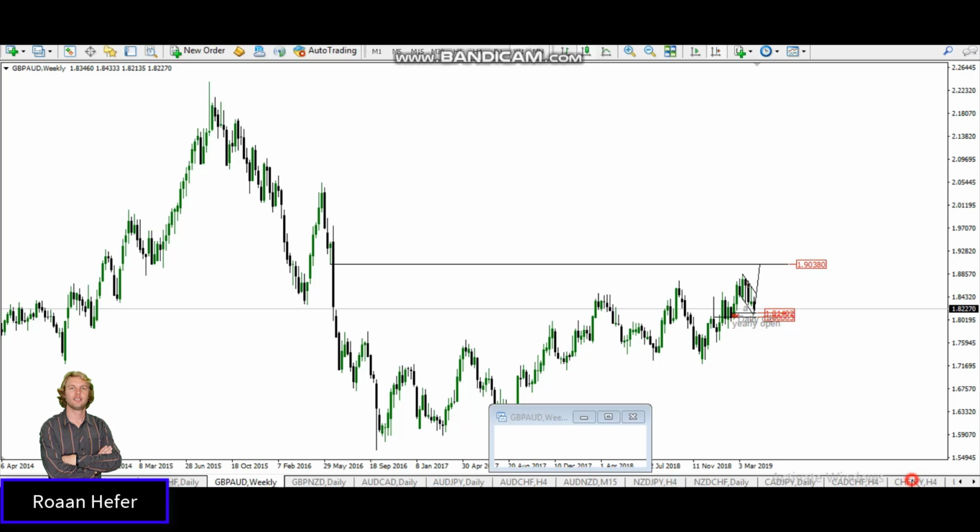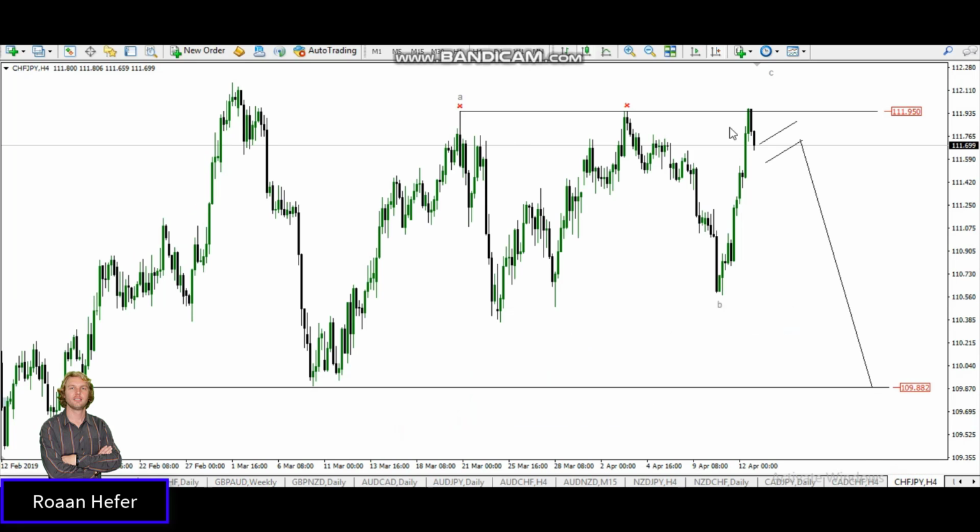Going to Chief Yen. Price cleared these equal highs last week, and we had this nice drop. So I'll be looking for a correction for some further downside, targeting these equal lows here. Price looks very corrective. I think it's poised to go lower. So I'll be keeping my eyes on that.